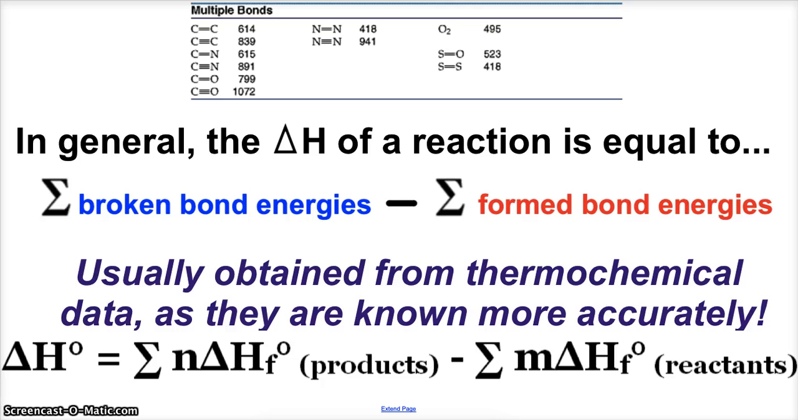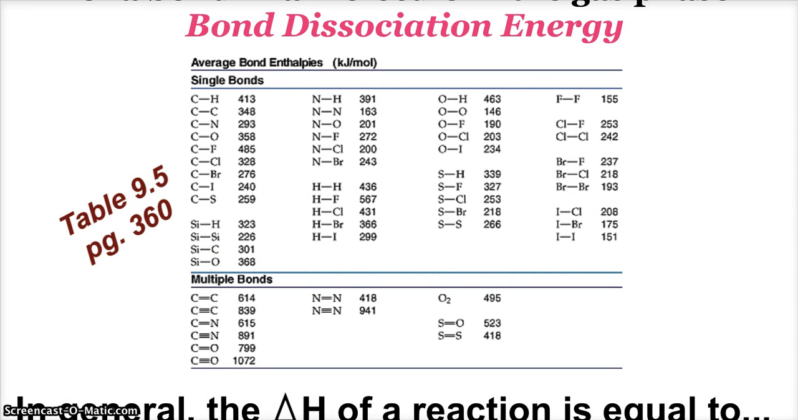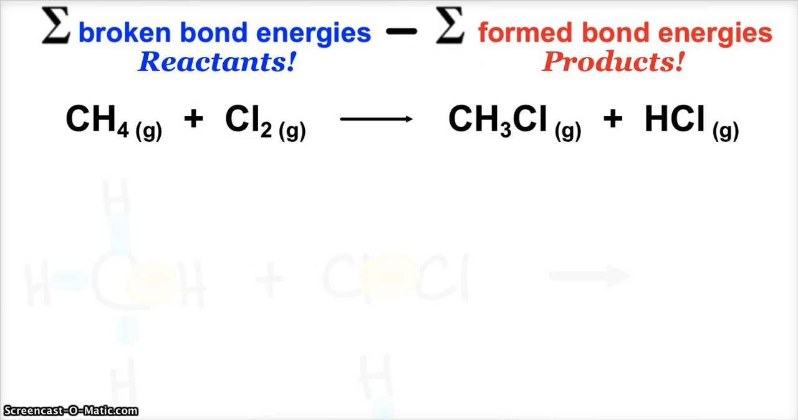And usually we do obtain delta H from thermochemical data, but it's very possible they can give us bond energy tables and have us do it that way. And you will notice, just like delta H before, these values are in kilojoules per mole. And so let's look at an example. I will warn you, when you're doing these, it's the broken bond energies minus the formed bond energies. Your bonds are broken in the reactants and then they're put back together in the products.